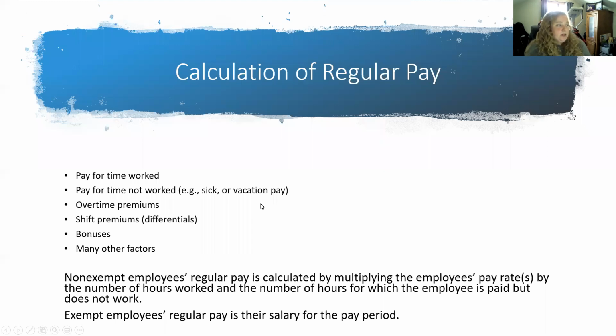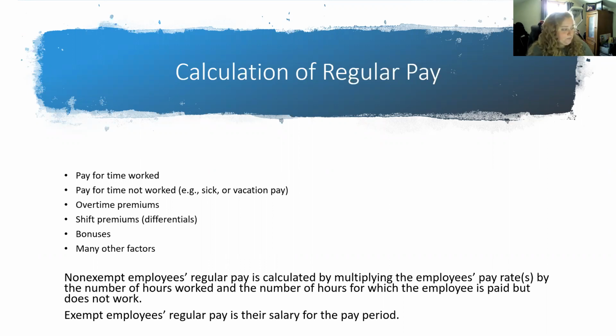Okay, so let's talk about calculation of regular pay. Regular pay is pay for time worked. It's also pay for time not worked. Holiday, vacation, sick time, PTO, whatever they call it. It includes overtime premiums. It includes shift differentials. It also includes bonuses, potentially. And there could be many other factors that come into play that I'm sure you all have read about or heard about.